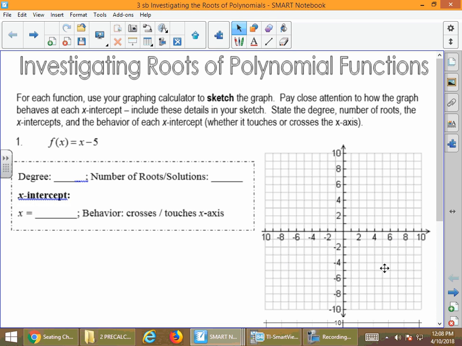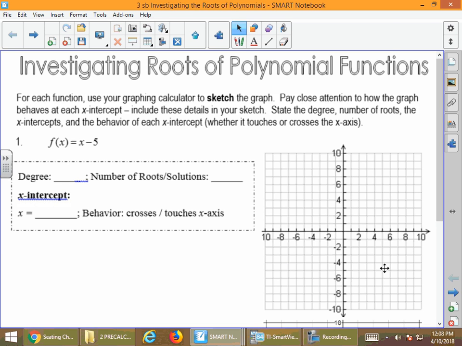It says for each function, use your graphing calculator to sketch the graph. Then we're going to figure out how the graph behaves at each x-intercept. We're going to state the degree, the number of roots, the x-intercepts, and the behavior of each x-intercept, whether it touches or crosses the x-axis. So if you need to use your graphing calculator for this first one, feel free to use it.